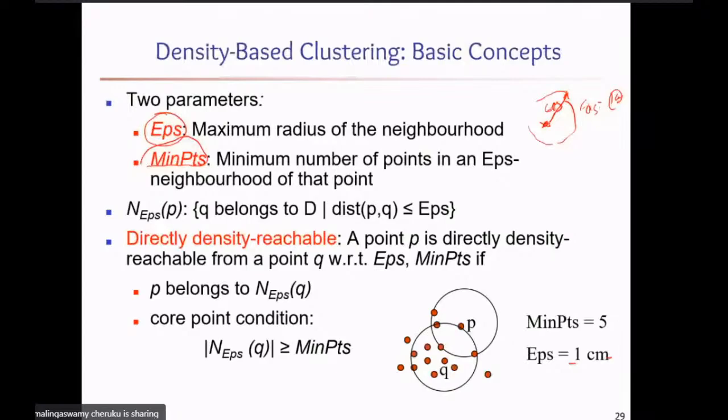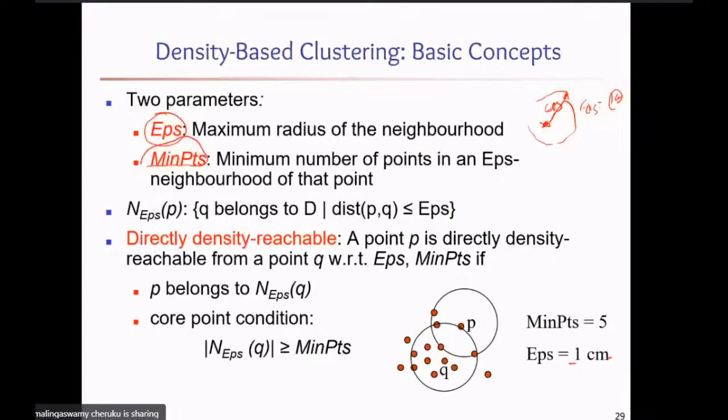It is indirectly giving the intuition that this point is somewhat densely reachable. Okay, this is a density point. We can visualize it like that, because this is surrounded by more points. Hence, we can say this point is a density point.